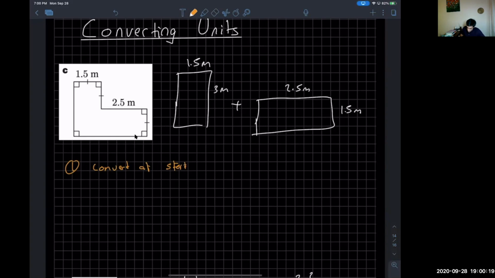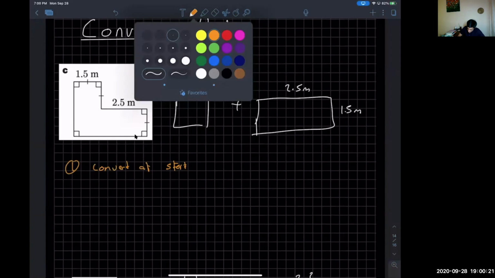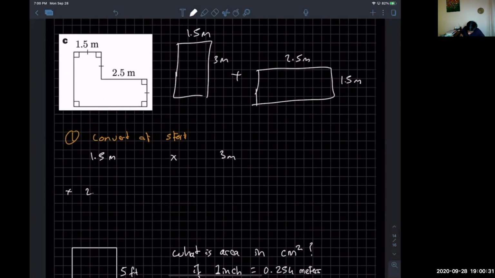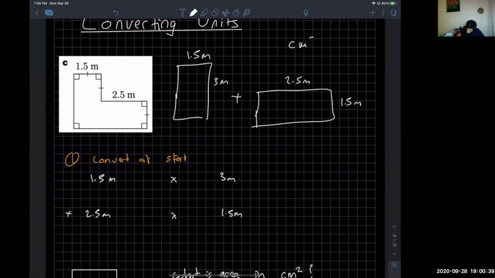Okay, so if you convert at start, then what we have is 1.5 meters times, and notice I'm leaving space, times 3 meters plus 2.5 meters times 1.5 meters, okay? Now, when you're converting from meters, let's say we want this in centimeters squared. Okay, we want the area in centimeters squared. Let's say this is the question.